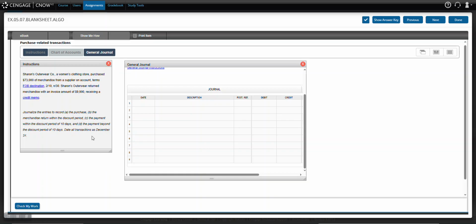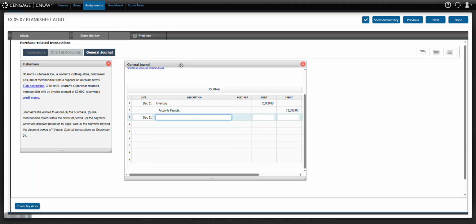For our purposes here, they said to date all the transactions as of December 31st. So we're going to go out and buy inventory. We're buying inventory of $73,000, and we're buying it on account, so we have accounts payable for that same value.